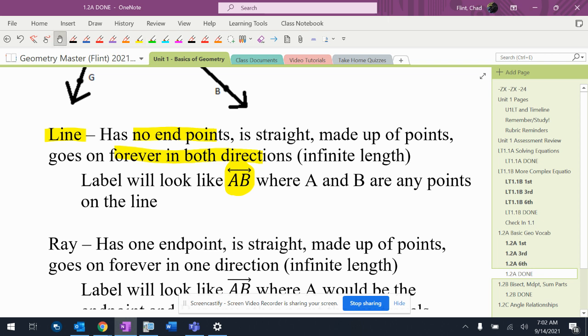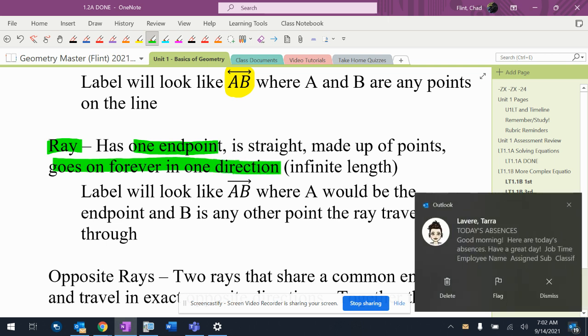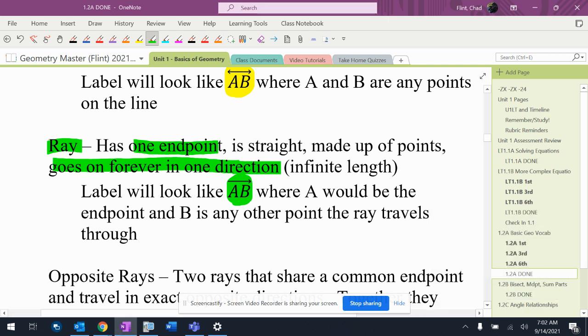Okay, ray. All right, a ray looks like it's half of a line. It's not really half of a line because you can't measure it. All right, but it has one endpoint. It goes on forever in one direction, and its symbol looks like that right there. So ray AB, meaning it starts at A, travels to B. But again, not super important.